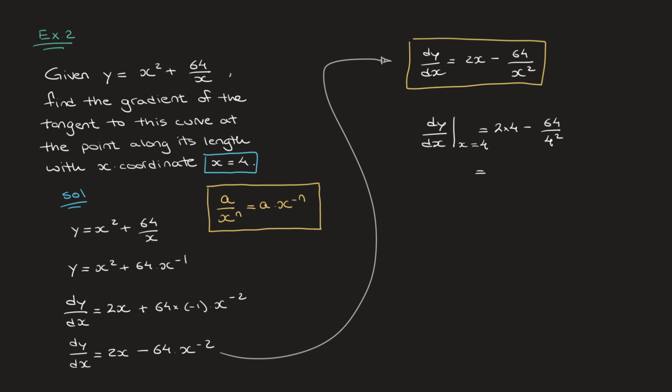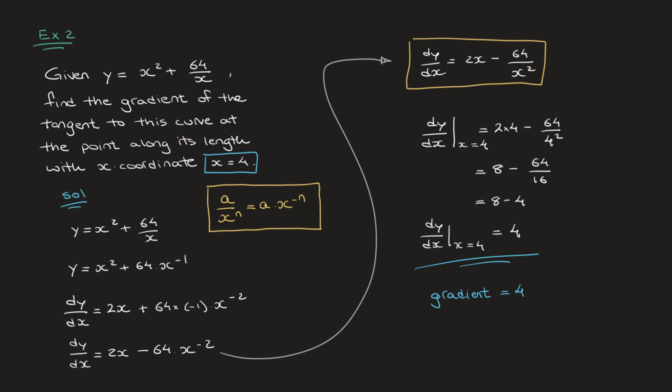Now 2 times 4 is 8, so that's 8 minus 64 over 4 squared, and since 4 squared is 16, that's 64 over 16, and 64 divided by 16 is equal to 4, so this becomes 8 minus 4. Finally, the derivative evaluated at x equals 4 is equal to 4. And that's the answer. The 4 we just obtained is the gradient of the tangent to this curve at the point along its length whose x-coordinate is 4. And so as a final result, I could simply state gradient is equal to 4.